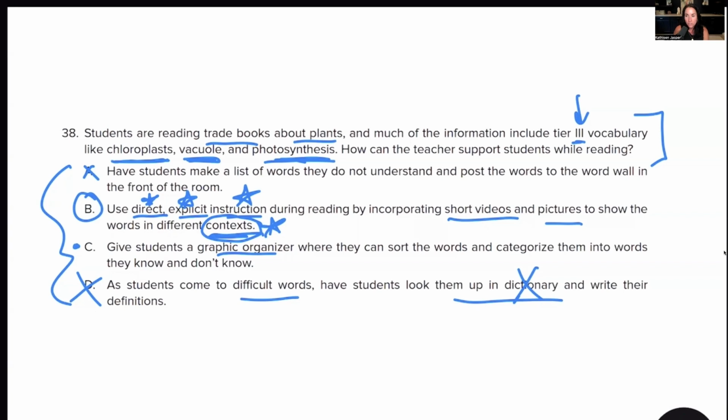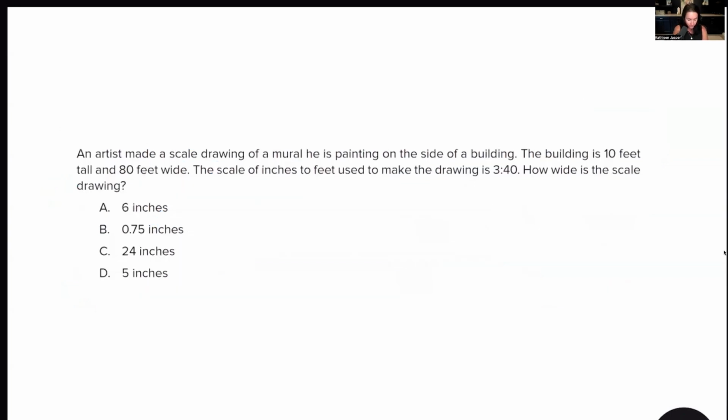How can the teacher support the students while reading? Well, in this case, we need direct and explicit instruction and maybe even some short videos to show students what is a chloroplast, what does it do, what is a vacuole, what is photosynthesis. That's why B is the best. Graphic organizer, where they sort the words into what they know and don't know, that's not going to help them figure out the words. So B is the best answer, and we got that before ever looking at the question. So work backwards, think like a test maker, and zero in on those good words.